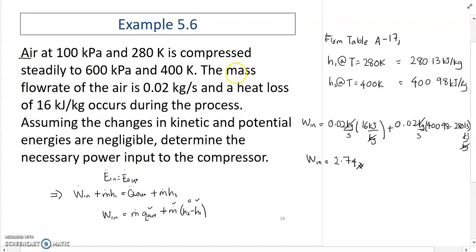Since we are dealing with air, you need to look at table A17. We need to find h1 and h2 from table A17. h1 at T equals 280 K, you get 280.13 kJ per kg. And h2 at 400 Kelvin is 400.98 kJ per kg. So now you already have your h1, h2, q out, and m dot, so you can solve for W in. Just plug in all this information into this equation and solve for power input. Your power input is 2.74. It should be kilowatt, okay? The kg cancels out, so you are left with kilojoule per second, which is kilowatt. So the power input to the compressor is 2.74 kilowatt.